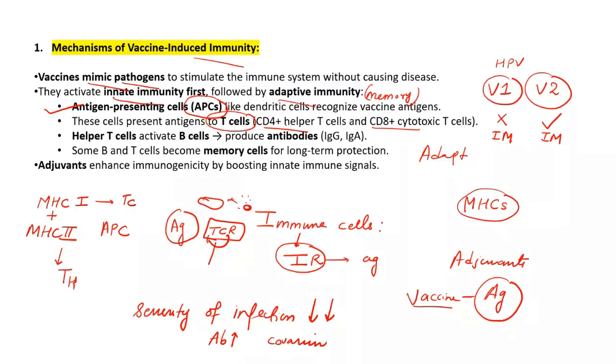We have two different types of T cells, and what will the helper T cell do? It will activate B cells, and they will produce antibodies like IgG, IgA, and a lot more. We have GAMDE. You can remember the 5 types of antibodies: IgG, IgA, IgM, IgD, IgE. You can remember it like game, and you only have to put D. So we have 5 types of antibodies in our body.